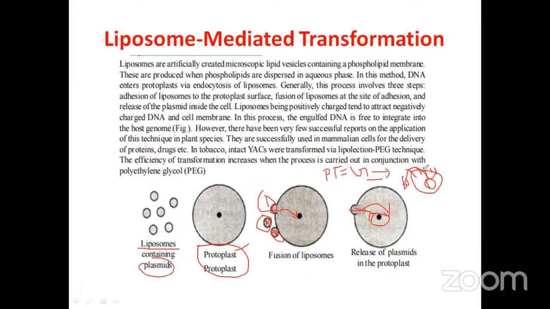So these are all direct methods. In direct methods, no vector is used. So let's summarize. In the electroporation method, the plasma membrane gets pores with the help of an electrical pulse shock. Next one, the particle bombardment, gene gun or biolistic method.